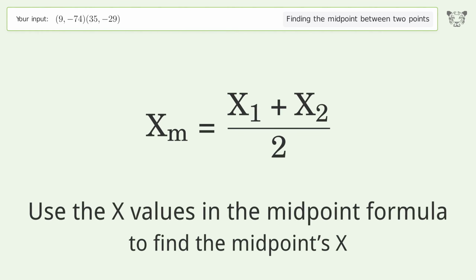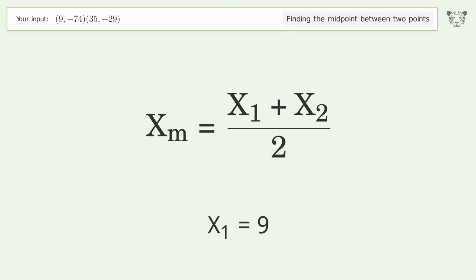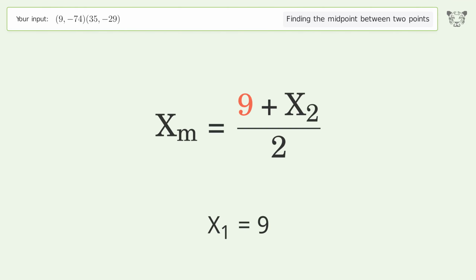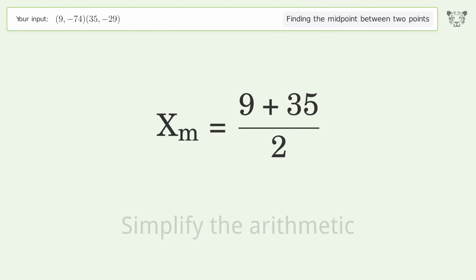Use the x values in the midpoint formula to find the midpoint's x. x1 equals 9. x2 equals 35. Simplify the arithmetic.